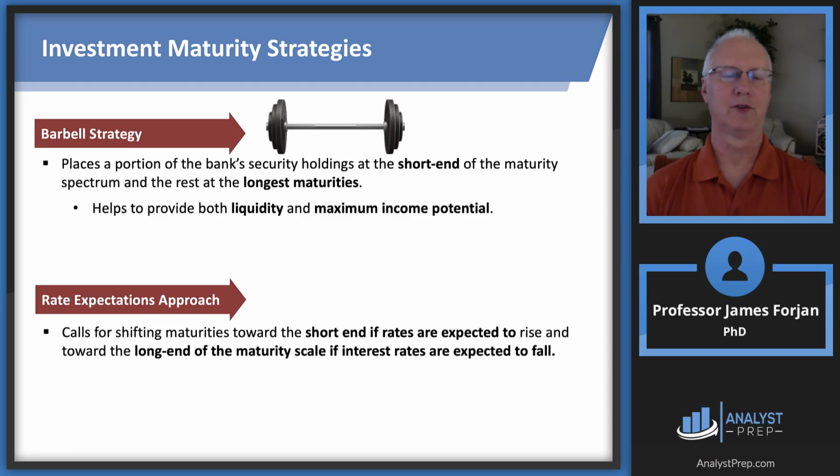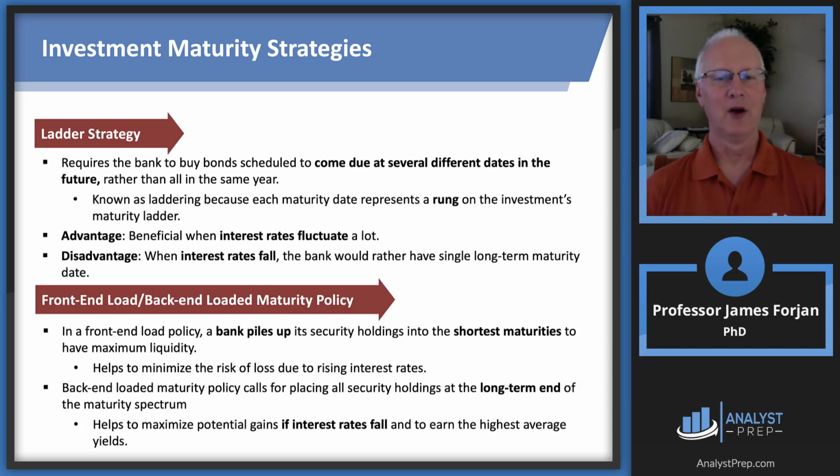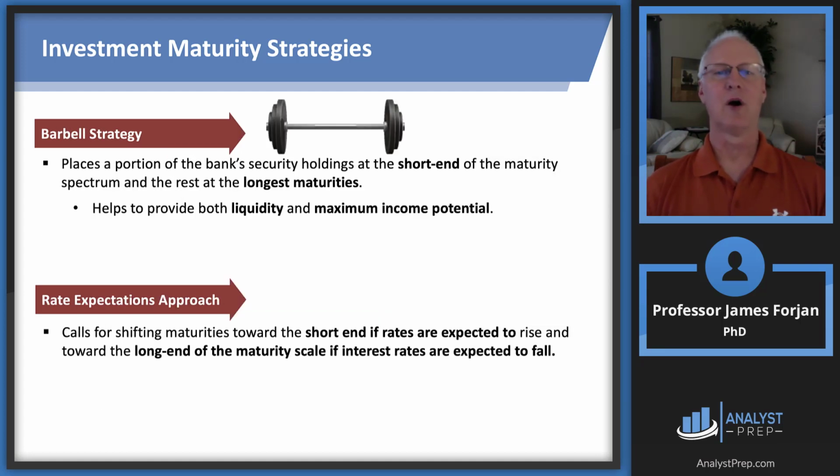Now, a popular strategy is the barbell strategy, where we combine front end and back end, and we say, you know what, we don't want one or the other. Let's go ahead and try to figure out a common middle ground. So there's the barbell. We have short maturities and we have long maturities. And so what this helps to do is provide protection against liquidity issues, and it provides the possibility of capital gains.